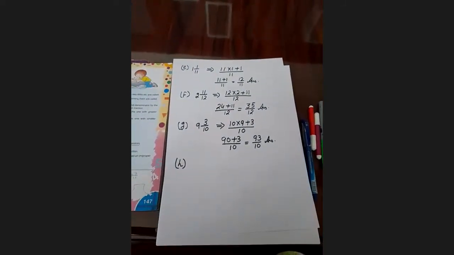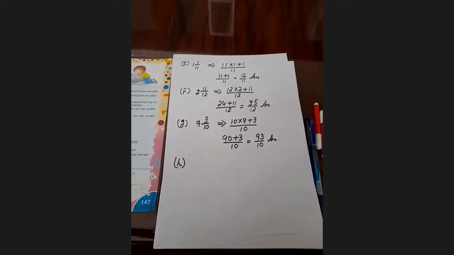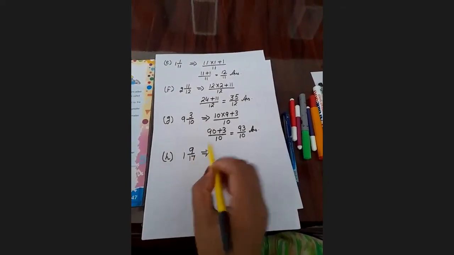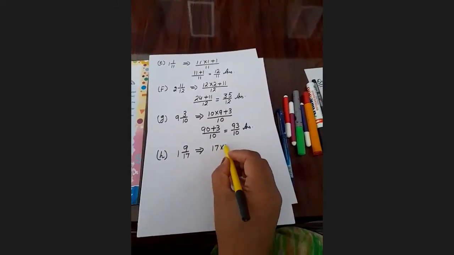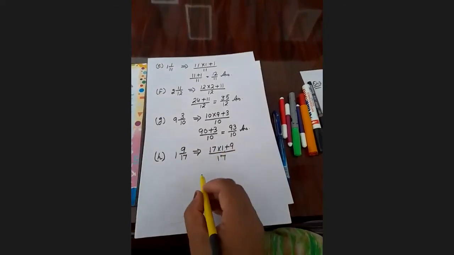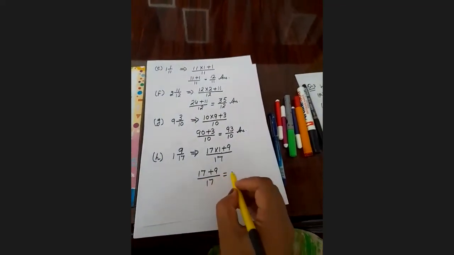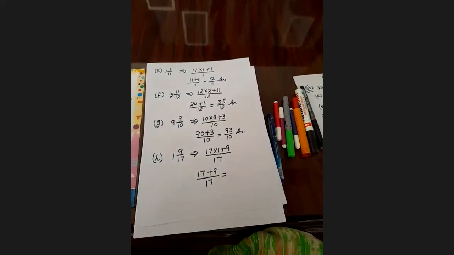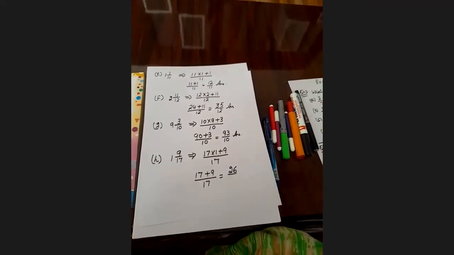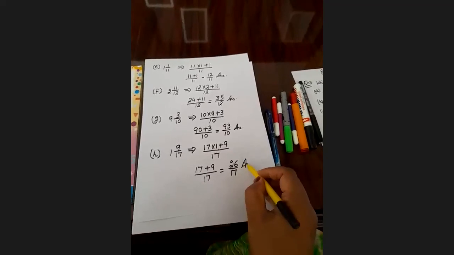Now students, last part, 1, 9 upon 17. 17 multiplied by 1 plus 9 upon 17. 17 multiplied by 1, 17 plus 9. 17 plus 9 is 26 upon 17. So your answer is 26 upon 17.